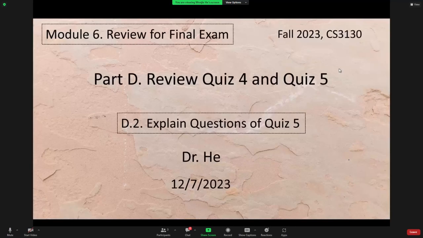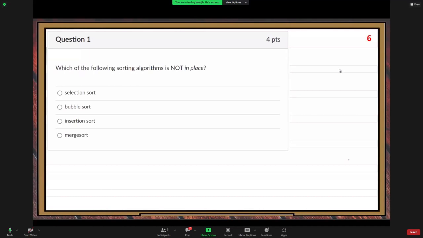Next, quiz number 5. Which of the following sorting algorithms is not in place? Oh, the same question? Yeah, I got confused. Sometimes I check my own questions. But anyway, don't worry. I can use this chance to explain.